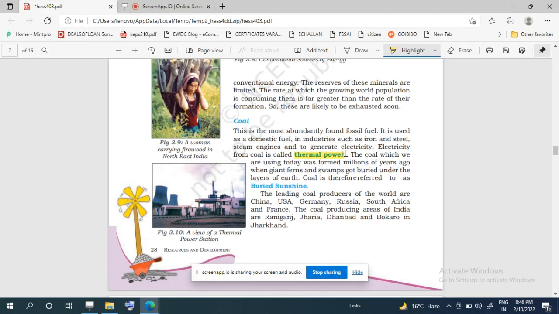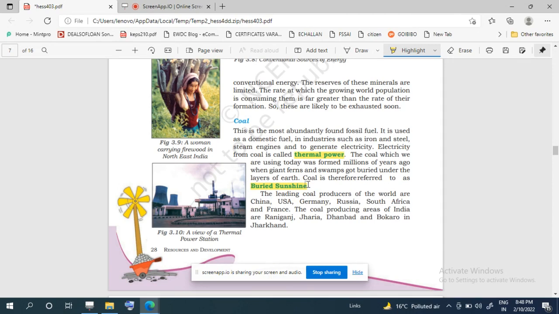And the coal which we are using today was formed millions of years ago when giant ferns and swamps got buried under the layers of the earth. And that is why coal is called buried sunshine. Buried sunshine means it is buried.